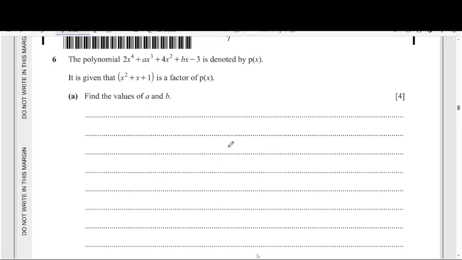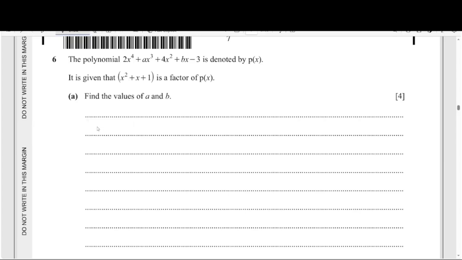Now question 6. The polynomial given here is denoted by p of x, and it is given that x squared plus x plus 1 is a factor of the polynomial here. You have to find the values of a and b.